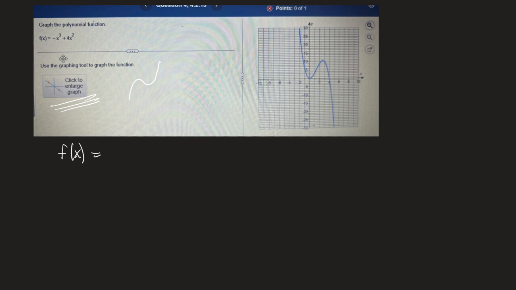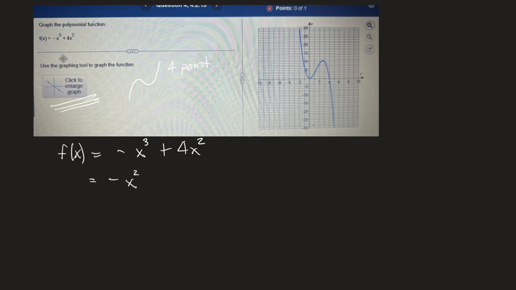So you pick that, and when you pick that, it says 4-point tool. So you need to get 4 points that are on that graph in order to graph it. So let's get those 4 points. It looks like you've already got the ones that you should have. So negative x cubed plus 4x squared.